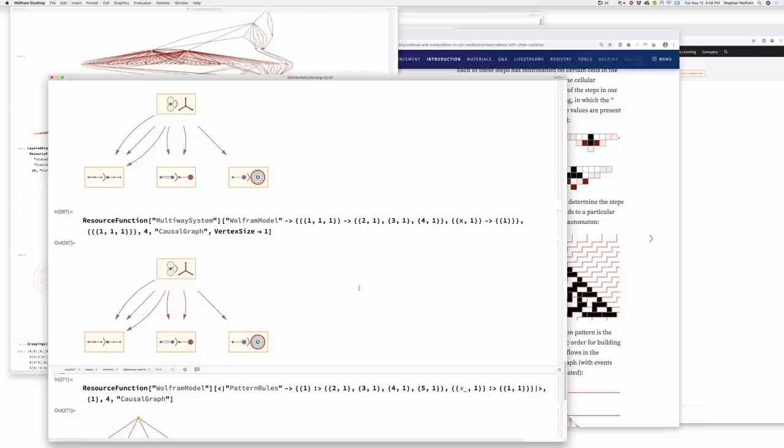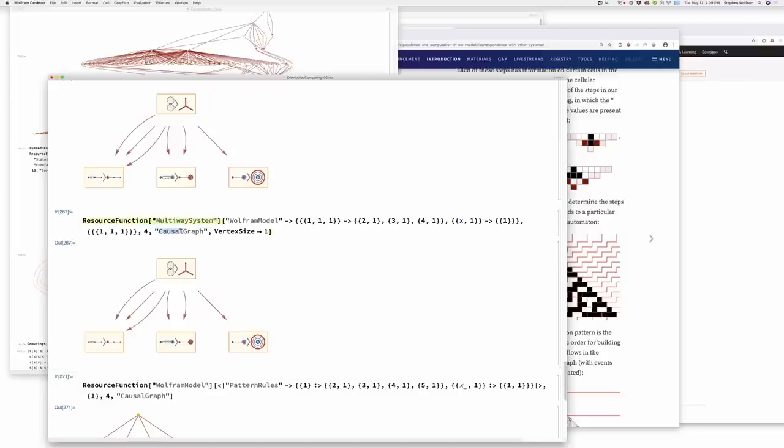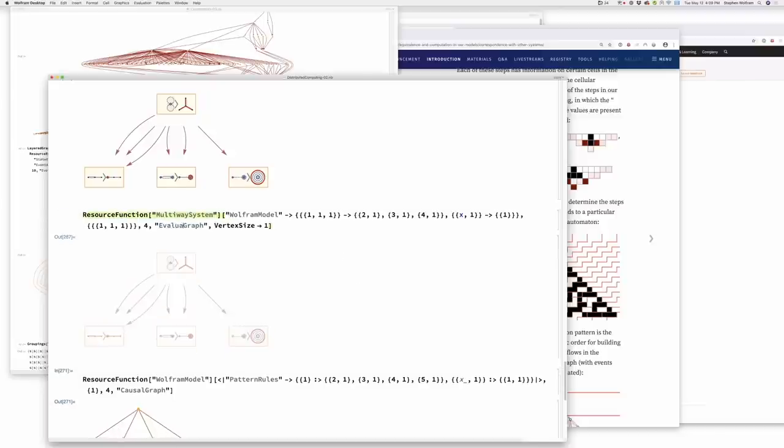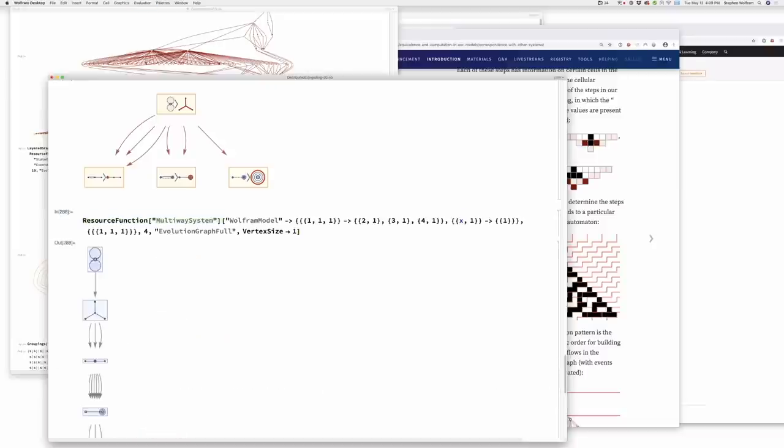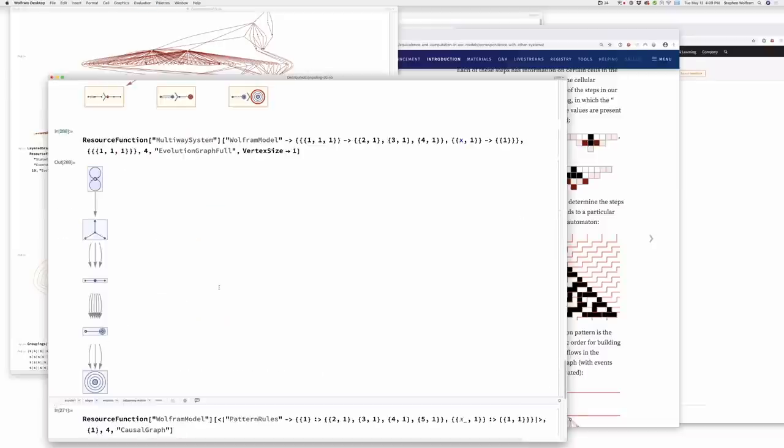Well, okay, so potentially one thing that might at least illustrate part of what Talia is talking about would be the full evolution graph. Okay. So what do I do here? Full evolution graph? I think it's evolution graph full. Let me just double check. Yeah, evolution graph full. So this is not merging edges. Not merging evolution edges.